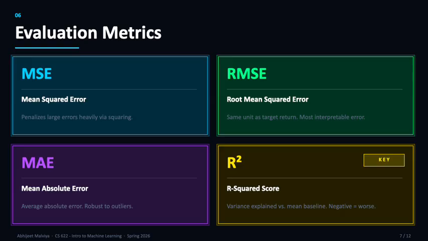This measures how much variance the model explains compared to simply predicting the mean every time. A value of 1.0 means perfect prediction. 0 means the model is no better than the mean, and negative means it's actually worse. So that was a key metric here.